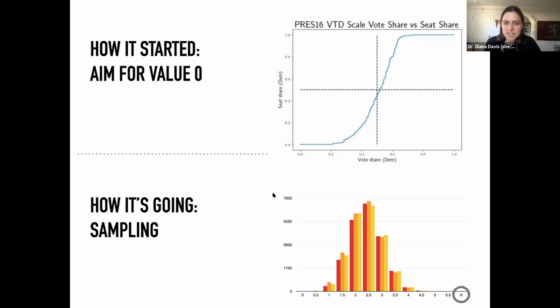But the state-of-the-art method that people are using now is sampling and outlier analysis. So you put some measure of fairness that you like on the x-axis, maybe one of these measures from before, or maybe a measure like how many seats a certain party wins, and then you see whether the current plan is an outlier. So let's dig into that.